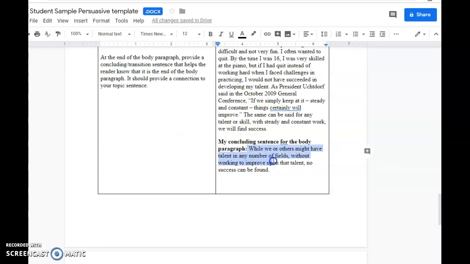And then they have their concluding sentence. "While we or others might have a talent in any number of fields, without work to improve upon that talent, no success can be found."